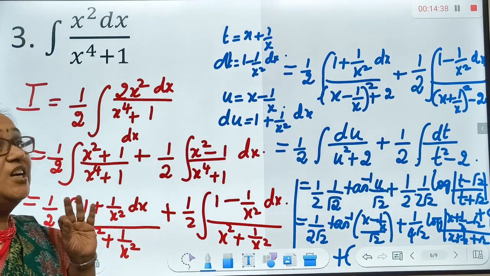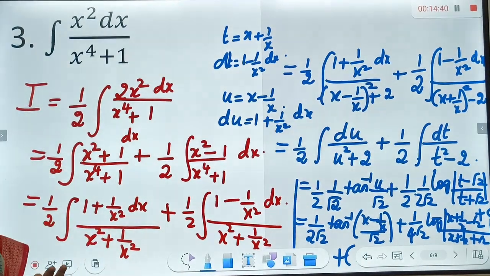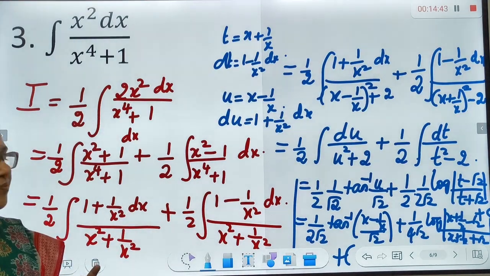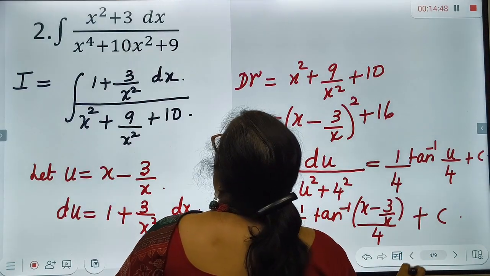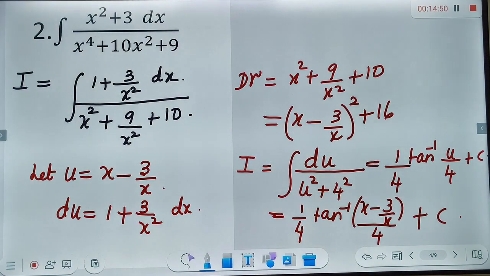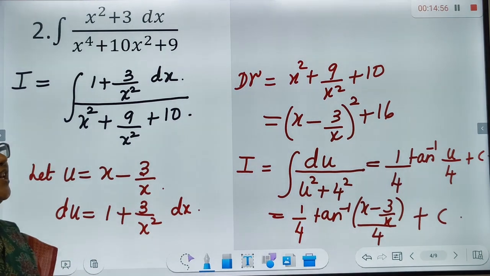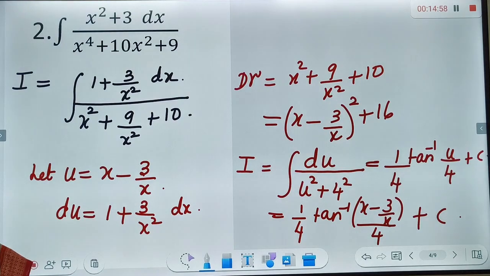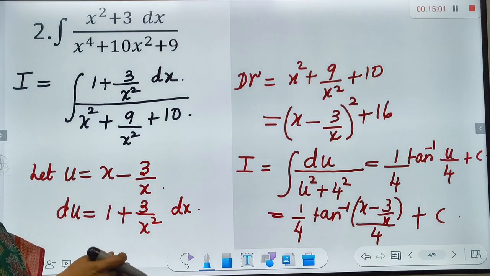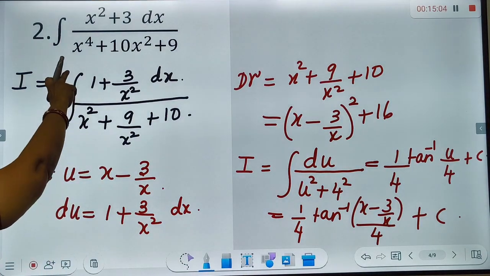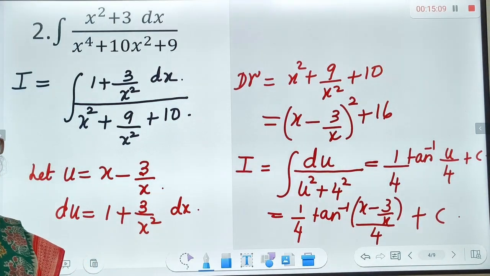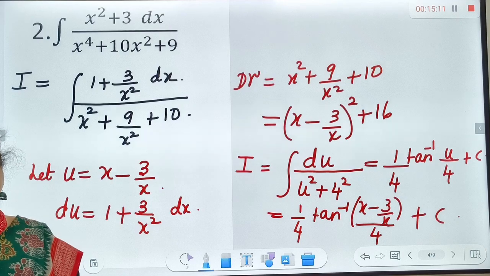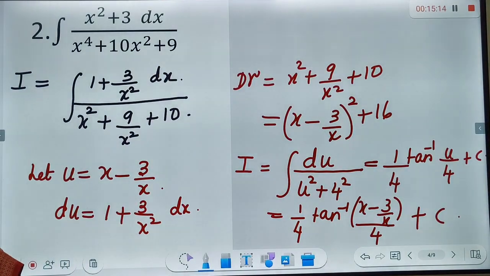So we have seen three difficult integrals, 1 by x power 4 plus 1, then x square by x power 4 plus 1. We also saw how to integrate a function of the type x square plus 3 dx by x power 4 plus 10 x square plus 9. All the three problems shared a common technique, which is what I've used in all the three problems. When should I use the technique? Whenever the denominator involves x power 4, then that particular technique of dividing by x square is going to help us to resolve the problem.